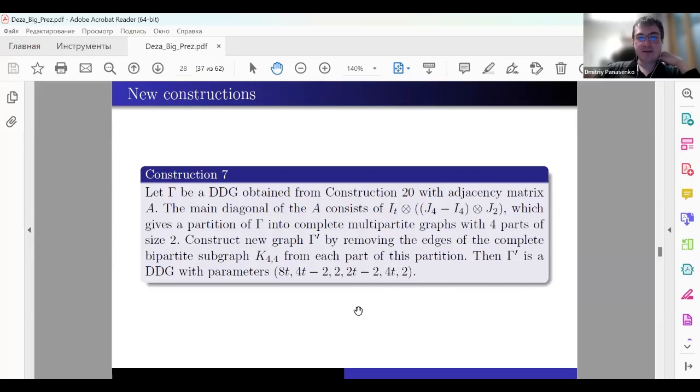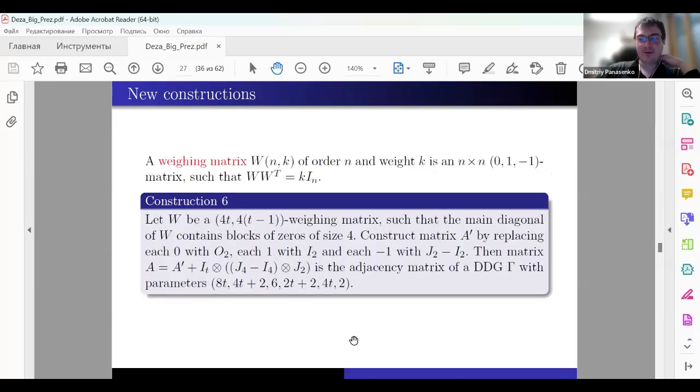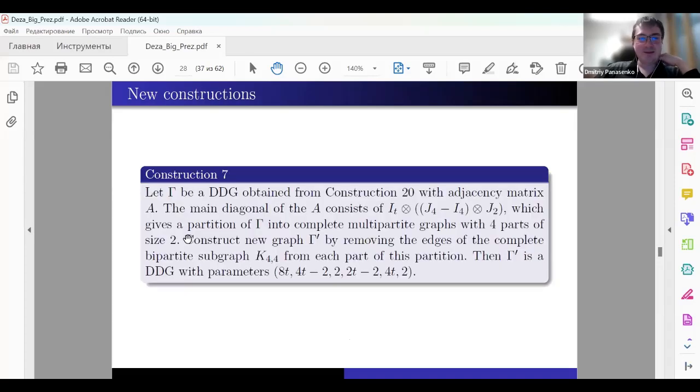If we have divisible design graphs from a previous construction, and the main diagonal of this matrix consists of this product, this gives a partition of gamma into complete multipartite graphs with 4 parts of size 2, actually. Now we can construct a new graph gamma prime by removing the edges of the complete multipartite subgraph K4 from each part of this partition. And we once again can have divisible design graphs.